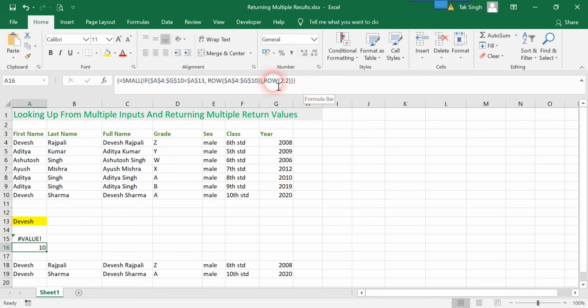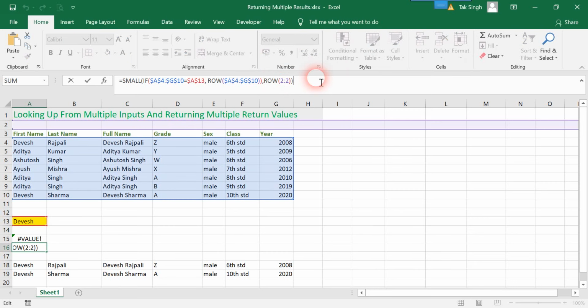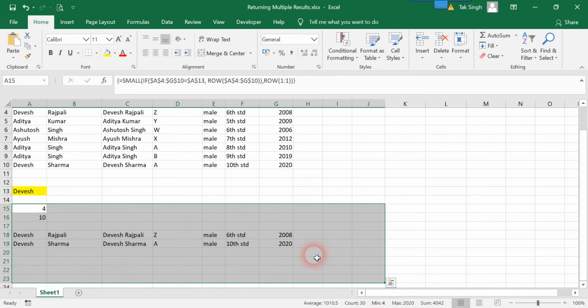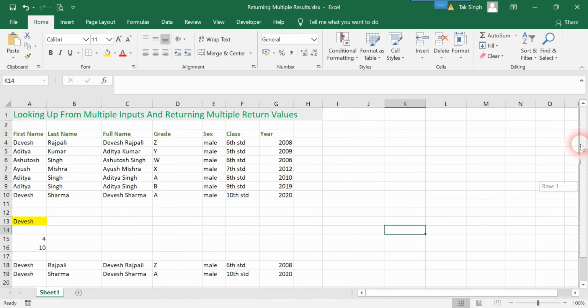an error, and that's for sure because this is an array function and it should always be executed by using control plus shift plus enter. So make sure you are using control plus shift plus enter for all the entries over here. If you press enter in any one of those, you will definitely get an error.